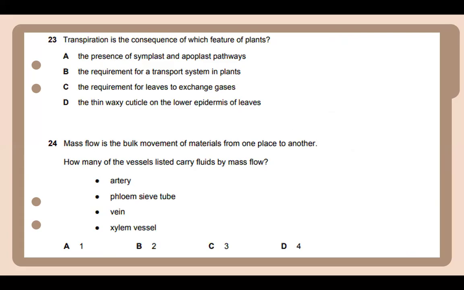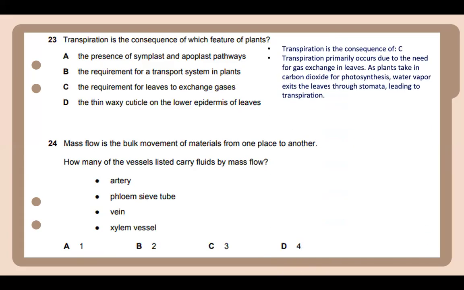Transpiration is a consequence of which features of plants? Transpiration is the consequence of the requirement for the leaf to exchange gases. It primarily occurs due to the need for gas exchange in the leaf. As plants take in carbon dioxide for photosynthesis, water vapor exits the leaf through stomata, leading to transpiration.